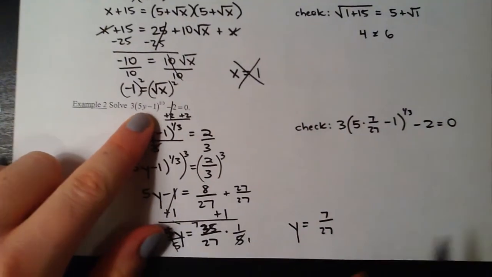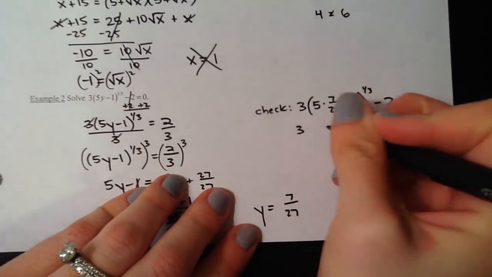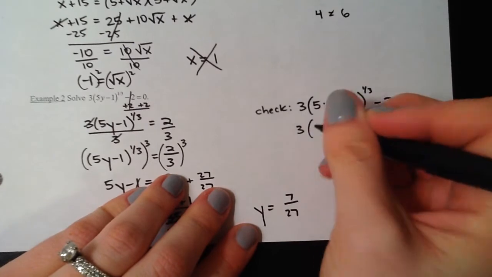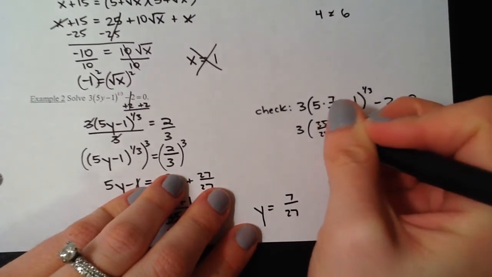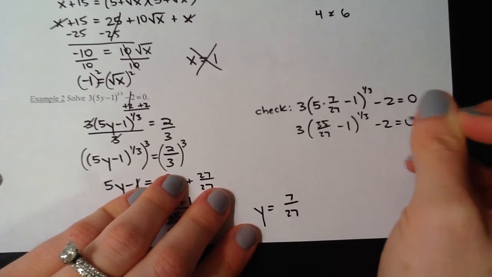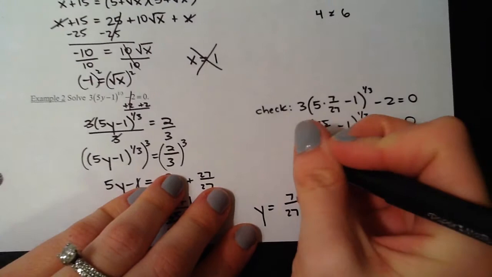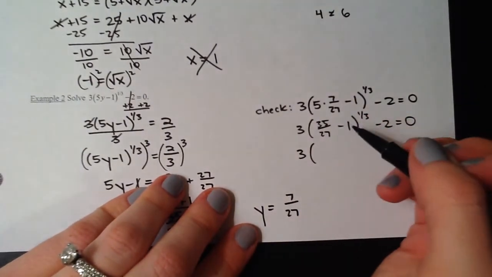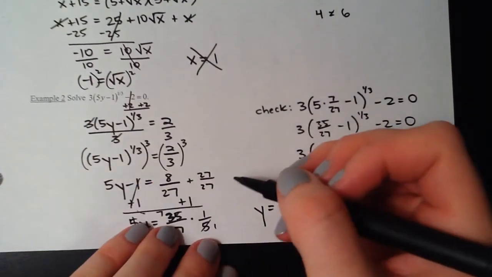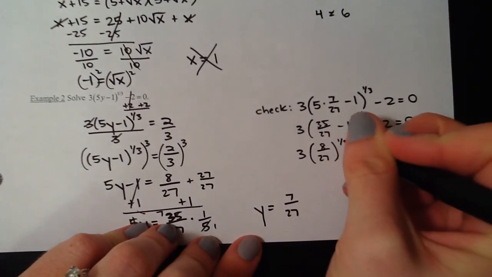Okay, so let's start from the inside. Alright, so on the inside here, the 5 times 7 over 27 gives us 35 over 27, minus 1 to the 1/3, and then minus 2. We want to see if it equals 0. 35 over 27 minus 1 is really 35 minus 27 over 27. So as we know from over here, we end up with 8 over 27.